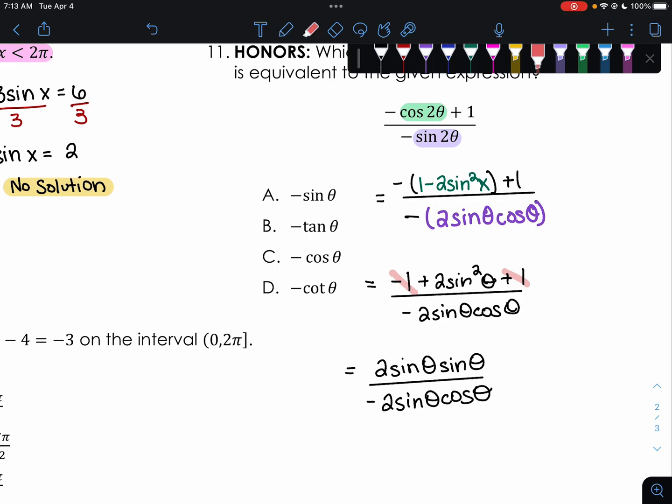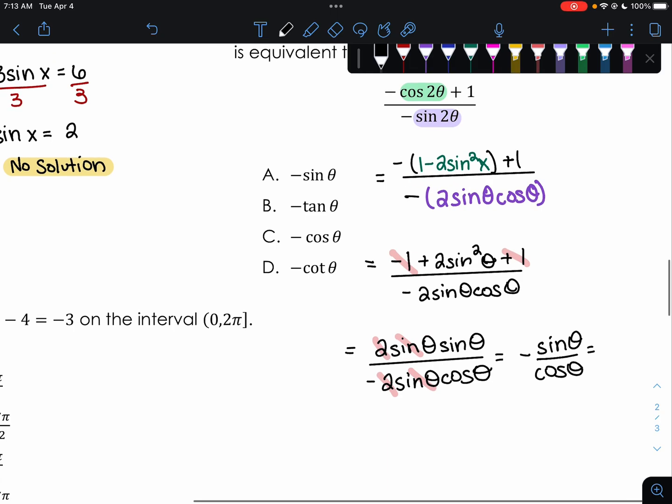This allows me to see that the 2's cancel out, but there's still a negative on bottom, and that one of the sines cancel out. And so it leaves me with a negative sine theta over cosine theta, and sine over cosine we know is a negative tangent theta. So that is my answer choice B.